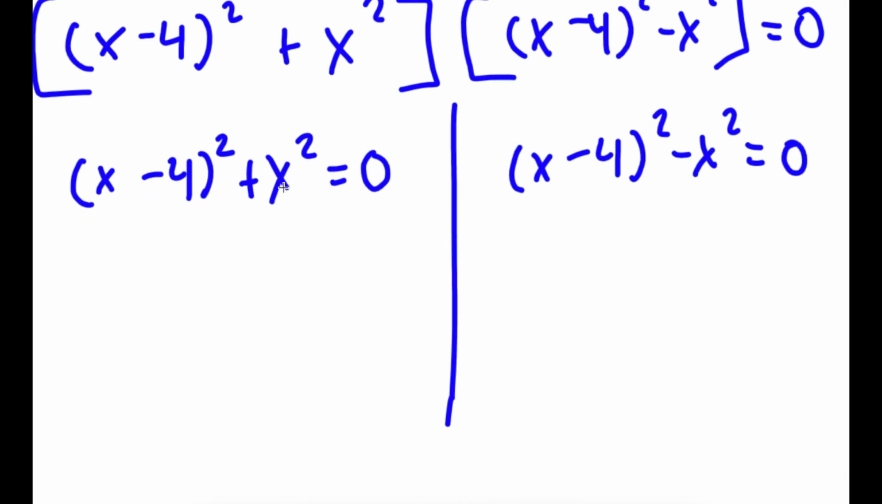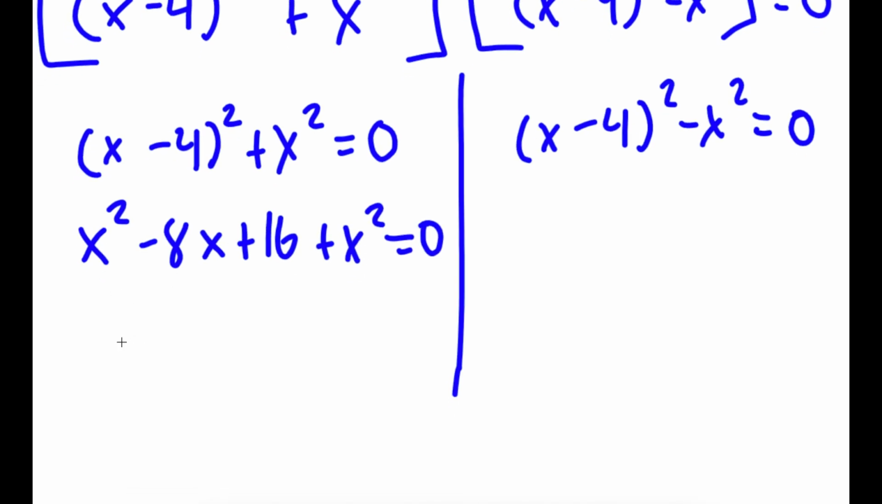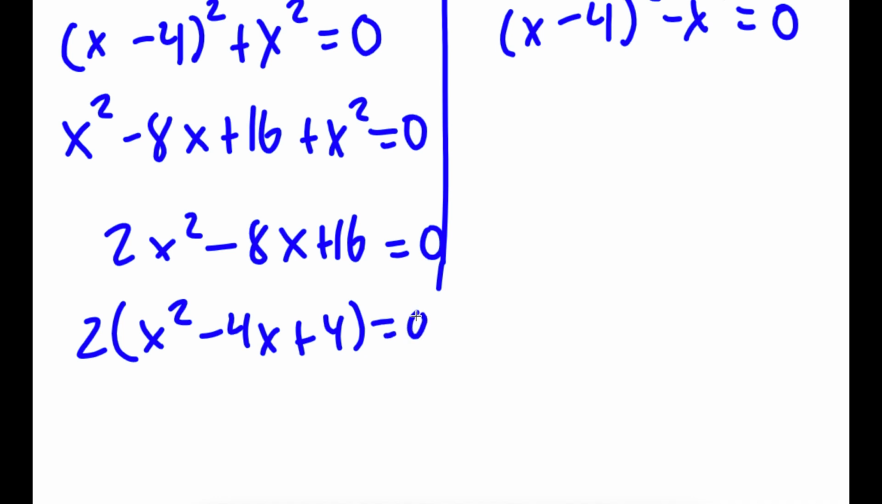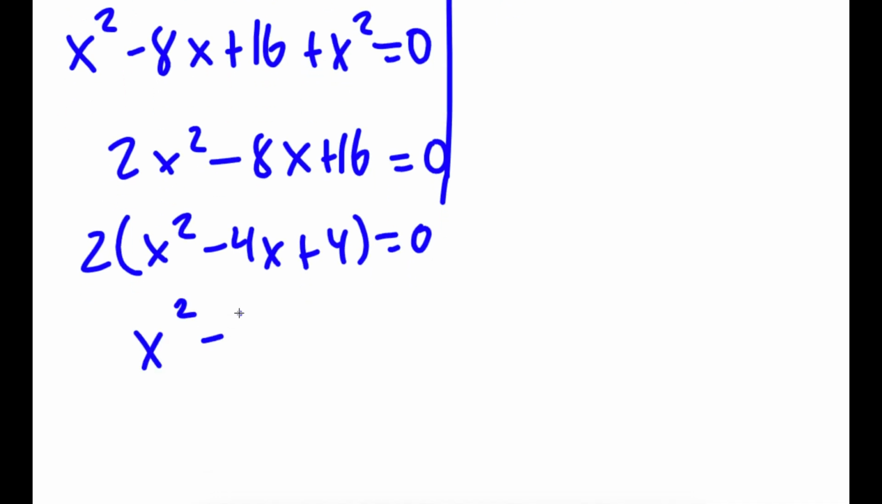So now to simplify this, I'm going to go ahead and expand this. So (x - 4)^2 is equal to x^2 minus 8x plus 16. So I have this plus x^2 is equal to 0. x^2 plus x^2 is 2x^2. So I have 2x^2 minus 8x plus 16 is equal to 0. Now I'm going to factor out 2, so I have 2 times (x^2 minus 4x plus 4) is equal to 0. So I have x^2 minus 4x plus 4 equals 0 if I divide 2 on both sides.